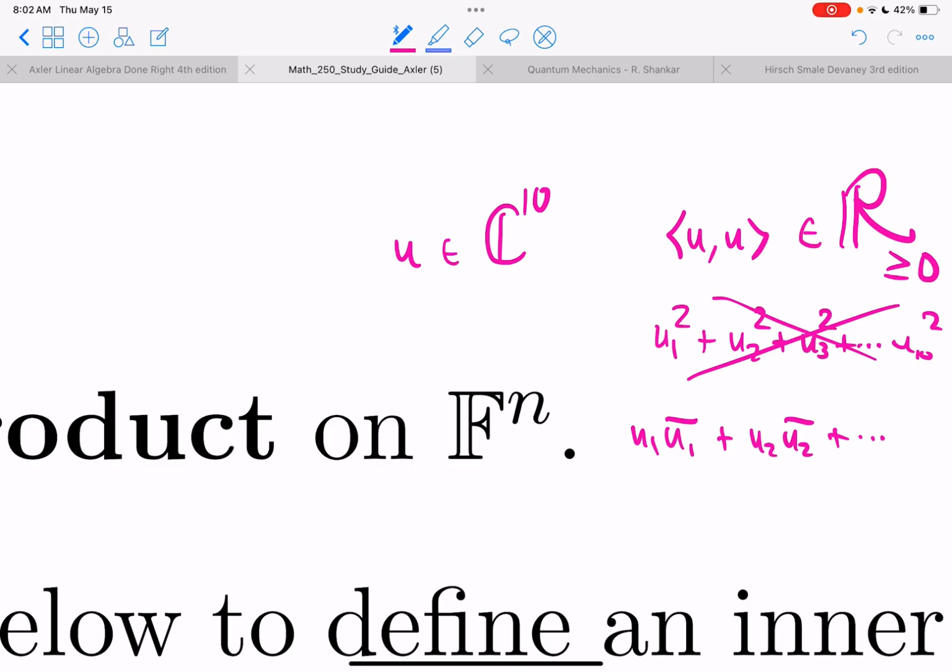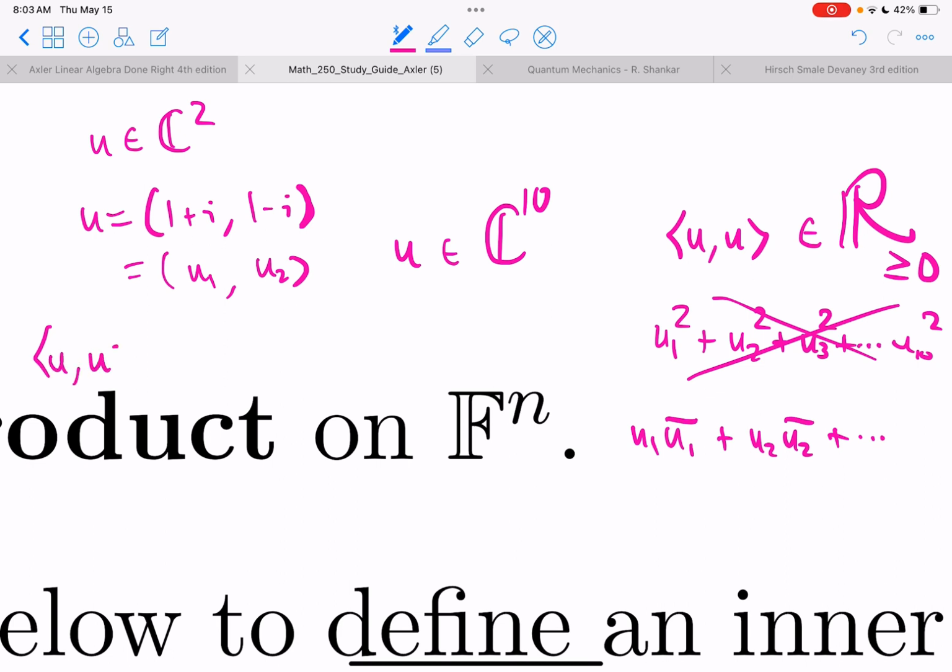So for example, if u is in C2, maybe u is the vector (1 plus i, 1 minus i). Okay, that's a vector in C2. Each of its components is a complex number, so I might call this one u1 and this one u2. And if I want to create the length squared, the size of u, we're going to call this the length squared or the norm squared or the magnitude squared of u. Then what I'm going to do is u1 bar u1 plus u2 bar u2.